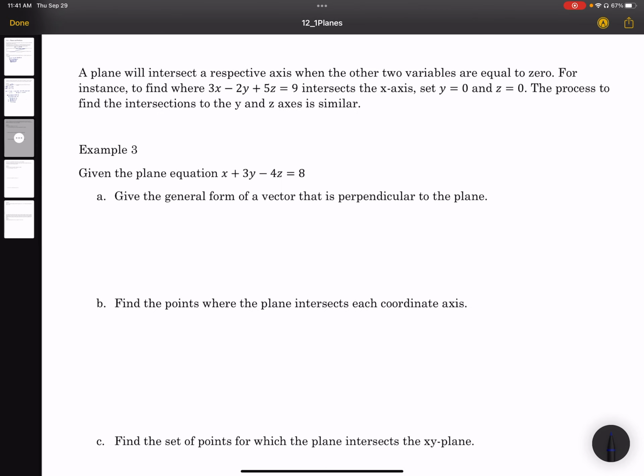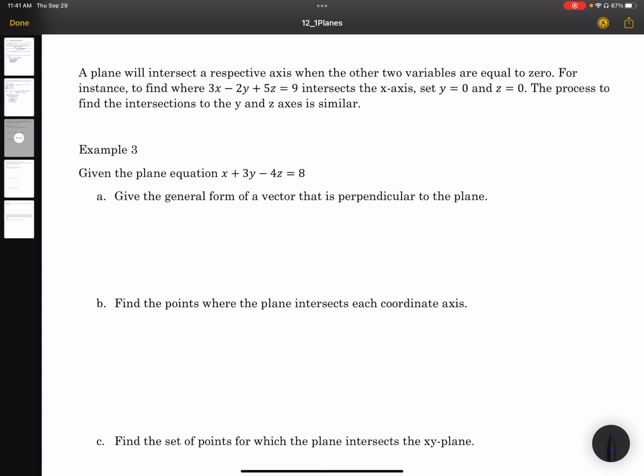Next, if we have a plane that is going to intersect either one of our coordinate axes, so we're talking the x-axis, the y-axis, or the z-axis, that's going to happen when the other variables are 0. For instance, if we're on the x-axis, that means that y is 0 and z is 0.